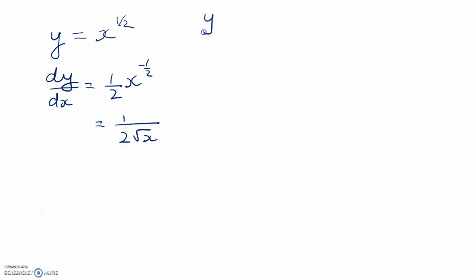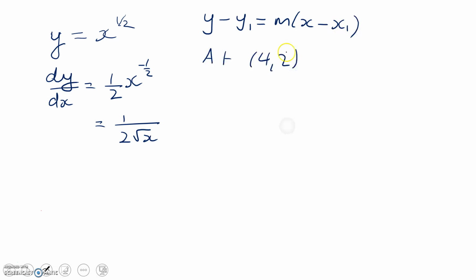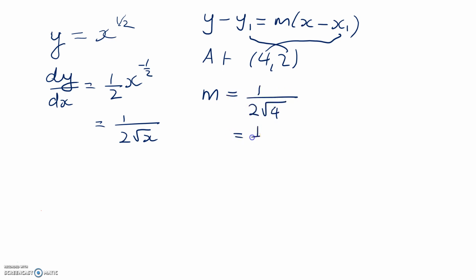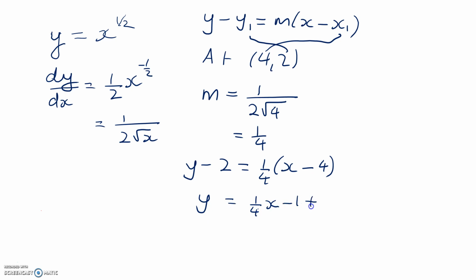Now let's think about the equation of the tangent to the curve. Well, we're going to use this. y minus y1 is equal to m times x minus x1. And we're doing it at the point 4, 2. So the 4 and the 2 are giving me those numbers. So m is going to equal 1 over 2 root 4, which is 1/4. So we're good to go now. We've got y minus 2 is equal to 1/4 times x minus 4. So y equals 1/4 x minus 1 plus 2, which is 1/4 x plus 1.